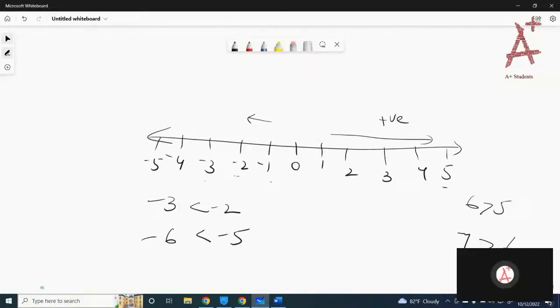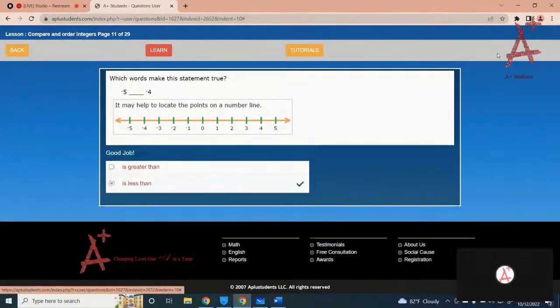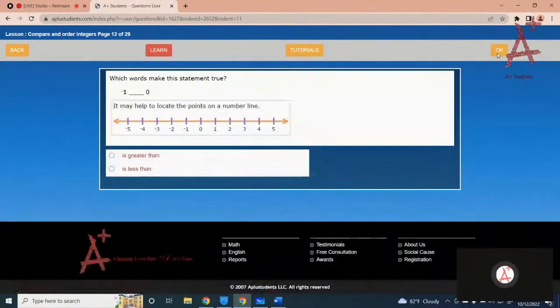Keep this very important point in your mind. As you are moving far from 0, the numbers are getting smaller and smaller. Got it? So the one we are doing, negative 5, is less than negative 4. Got it now? Yes. Okay, it's okay if you said less the first time.